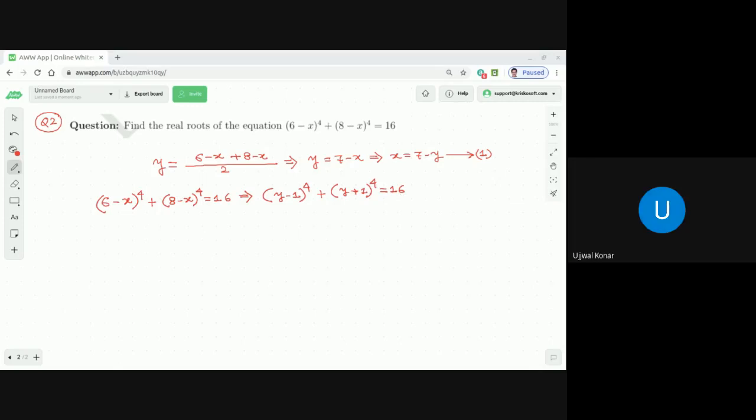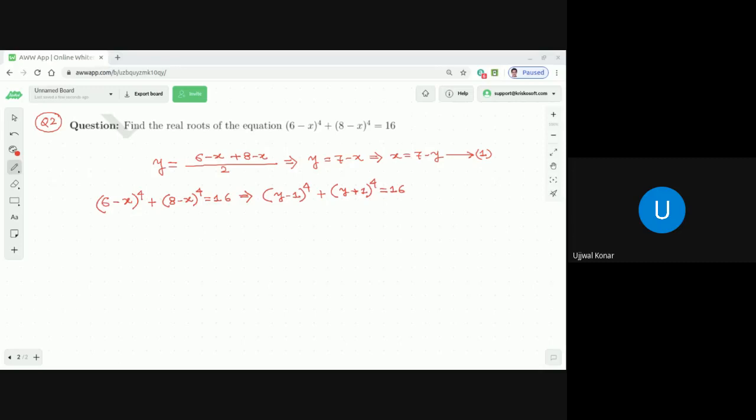Now, if you simplify, you will see that a few terms will get cancelled, isn't it? Finally you will find that the y power 3 term will get cancelled and the y term will get cancelled, because those are the negative and positive terms of the corresponding expansion.